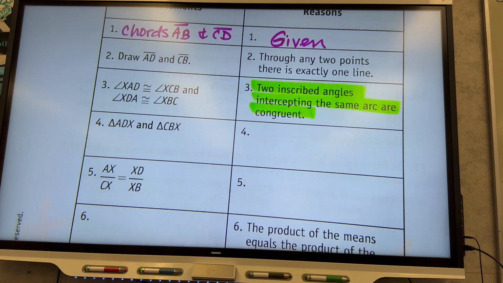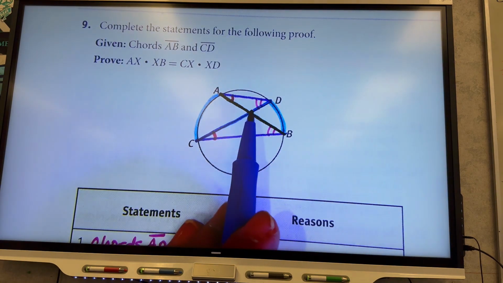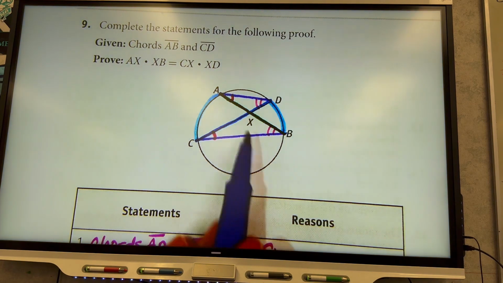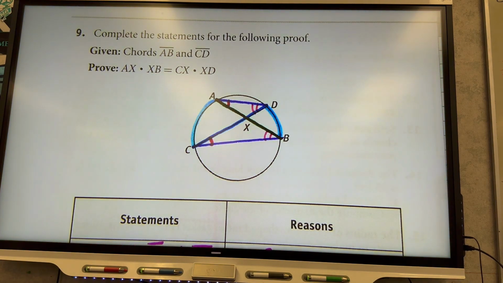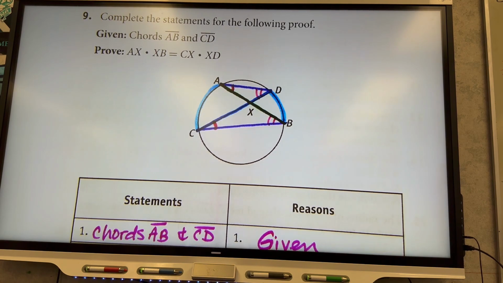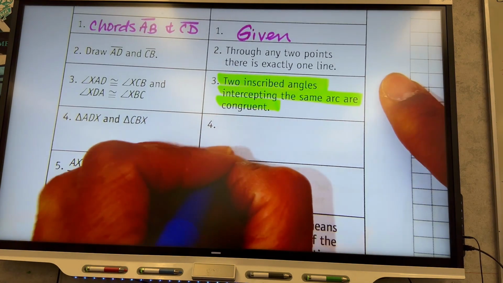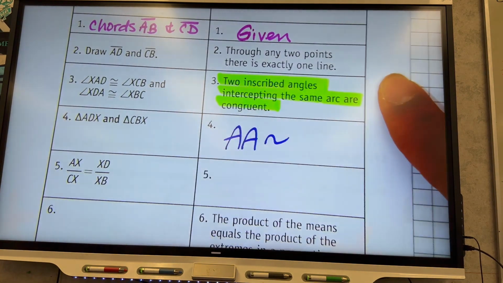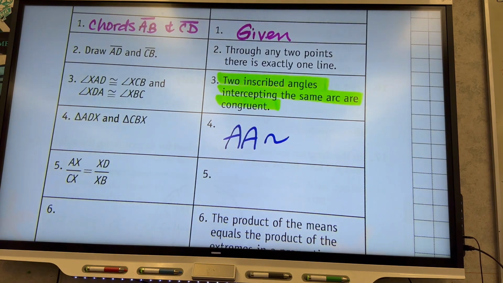Number 4. Now we have triangles. Triangle AXD and XCB. We've got two triangles here. And earlier this year, we learned how to show that those are similar. We don't have any numbers, but we know something about two pairs of angles. So how are those two triangles similar? Angle, angle. Right? We got two pairs of congruent angles. So angle, angle.